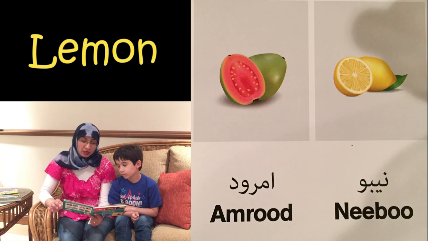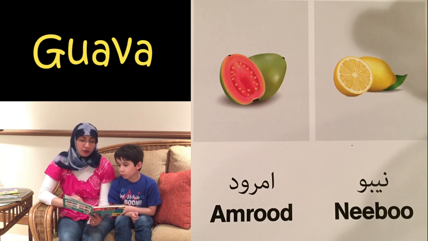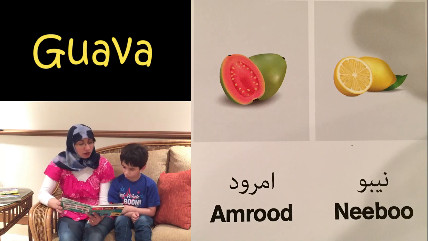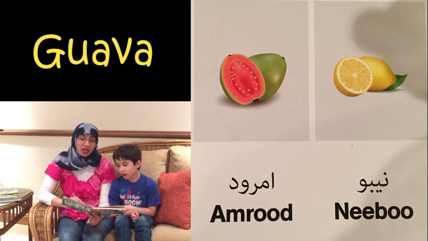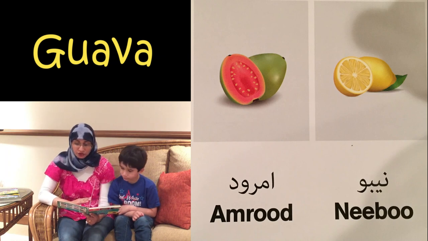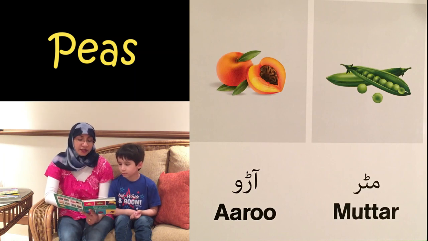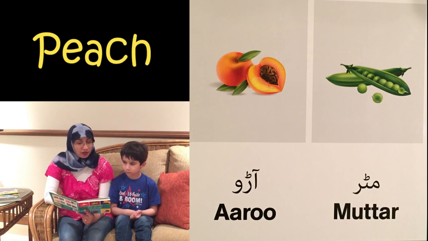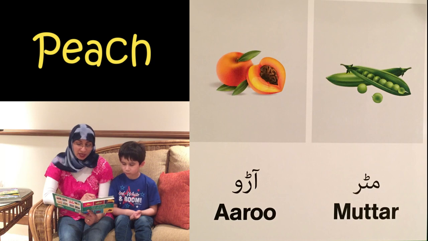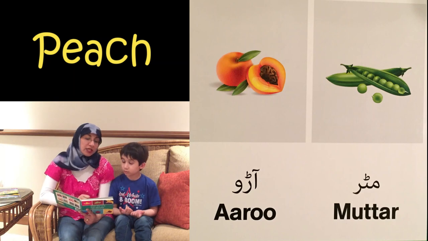Next up is nimbu. Nimbu is lemon. And next one is amrood. Amrood is guava. Good job. Okay, next up is mutter. Mutter is peas. And next one is aru. What is aru? Aru is peach.